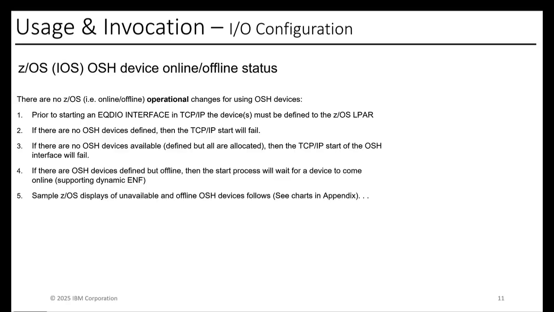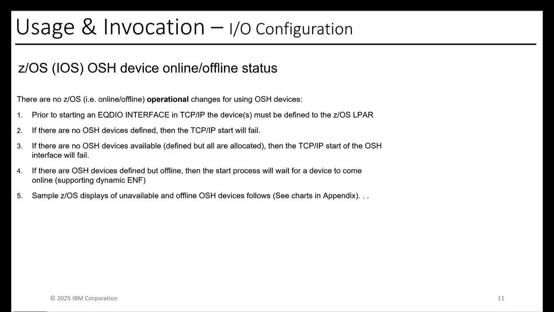It will be different. We have samples in the background, but you can configure your devices and provide them to us. But the step of configuring a TRLE to match those devices is gone. You don't have to do that any longer. But prior to starting your interface in TCP/IP, the devices must be defined and online. And if there are no OSHs defined, then the TCP/IP start will fail. So if you start an interface and nothing's defined for OSH, of course, there's nothing to wait for. It doesn't exist. That will fail.